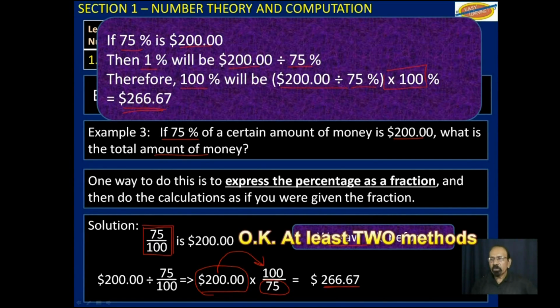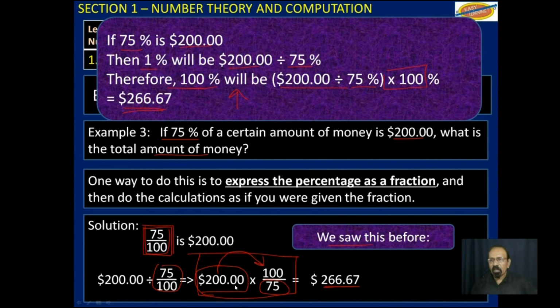So right now you know three methods of doing this. Express the percentage as a fraction and then divide by the fraction. You can do the ratio method like this. And I think if you're smart enough, you may have been able to develop your third method from this system here. So really, either way here, you're doing essentially the same thing.